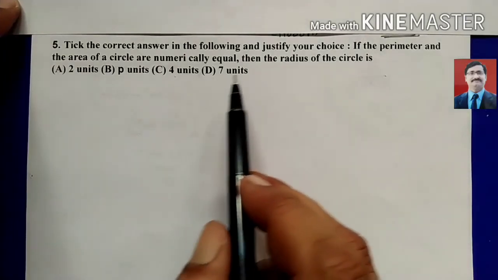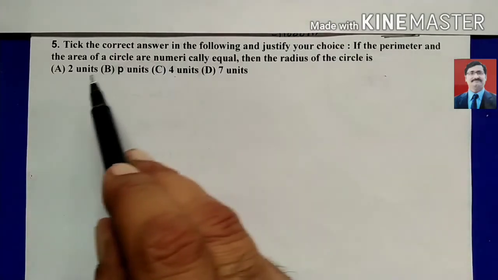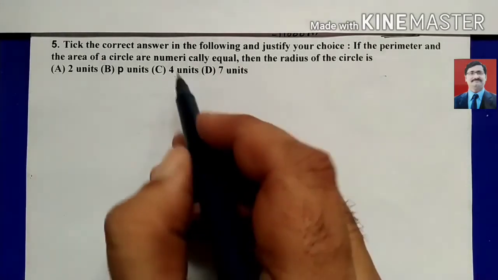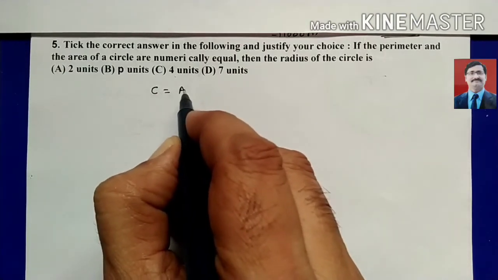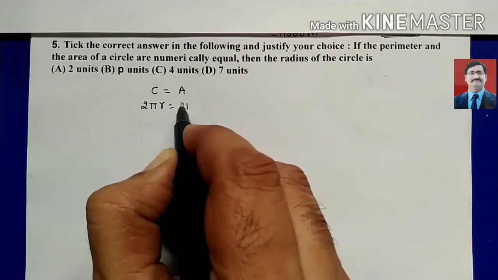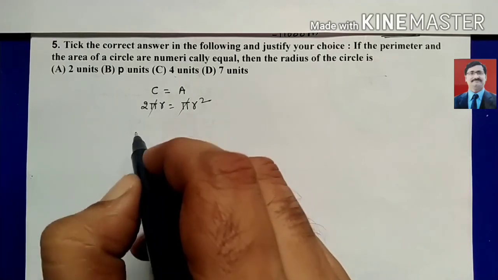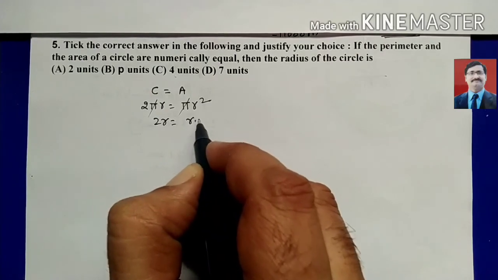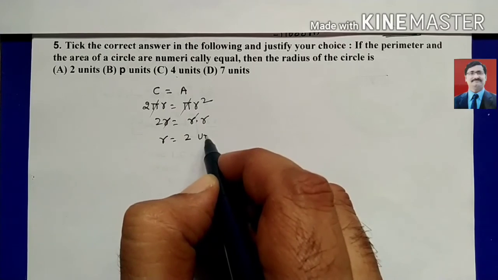Take the correct answer in the following and justify your choice. If the perimeter and the area of a circle are numerically equal, then the radius of the circle is. Look here, the perimeter of a circle means circumference, and the areas are equal. The circumference formula we know is 2 pi r and the area formula is pi r square. We can cancel this pi and pi, and one radius, so 2r equals r into r. One r is also cancelled. So r equals 2 units.